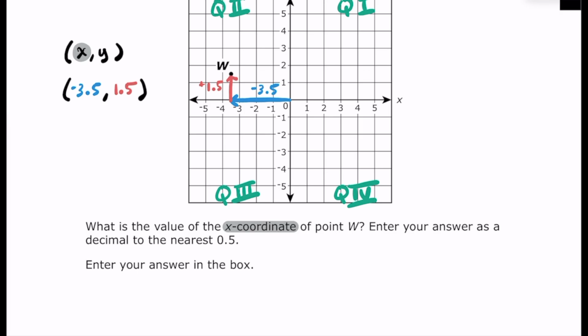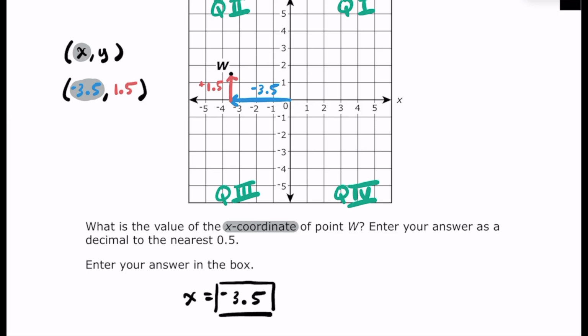All right, so it says enter your answer in the box here. Again, they're just looking for the x coordinate, and that x coordinate here is just going to be this negative 3.5. So let's go ahead and just write x would equal negative 3.5. And I think if you're just entering the answer in the box, you would just put this negative 3.5 in there.